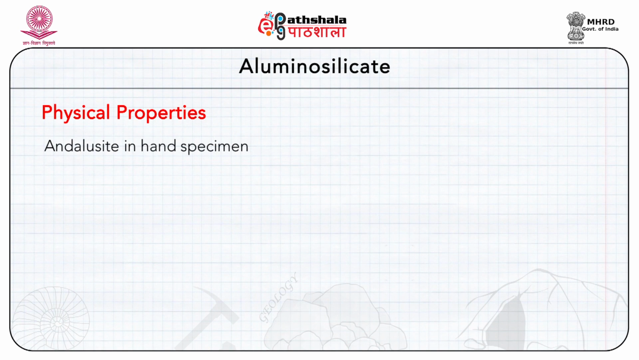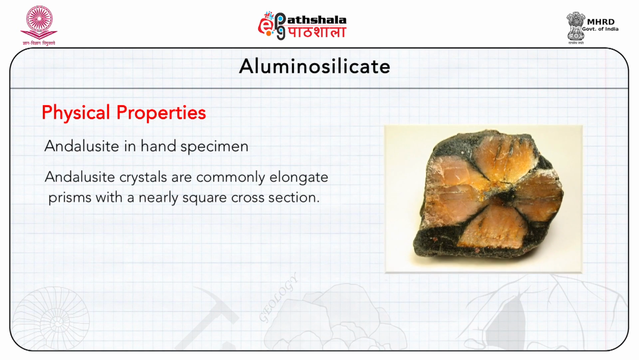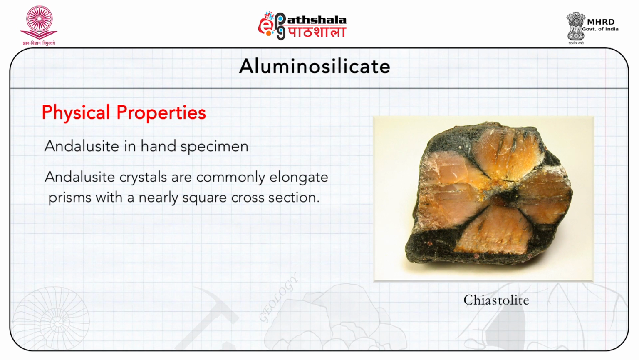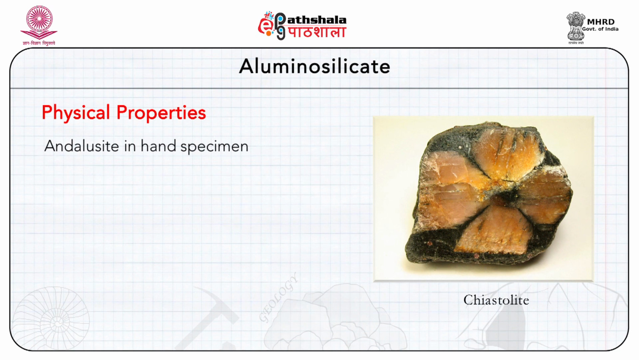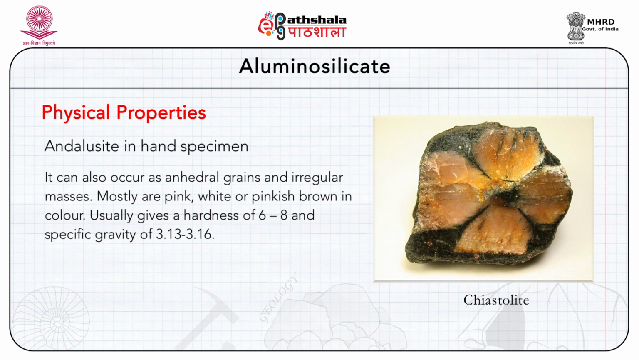Twinning is not obvious in hand sample, though single and multiple twins with 100 composition planes are common. Andalusite in hand specimen, how it looks. Andalusite crystals are commonly elongate prisms with a nearly square cross section. A variety called chiastolite is known to display carbonaceous inclusions along the diagonals of the prism. It can also occur as anhedral grains and irregular masses.